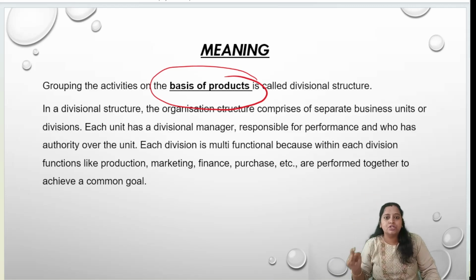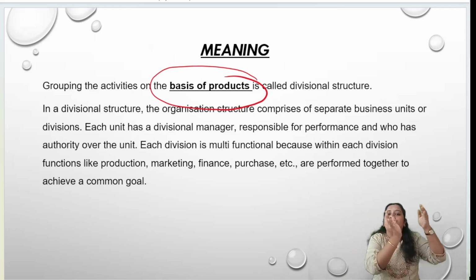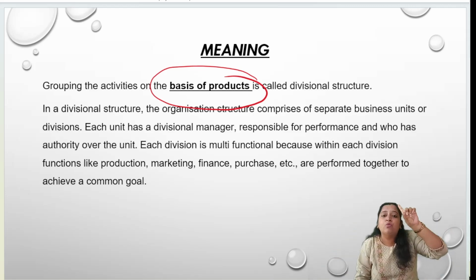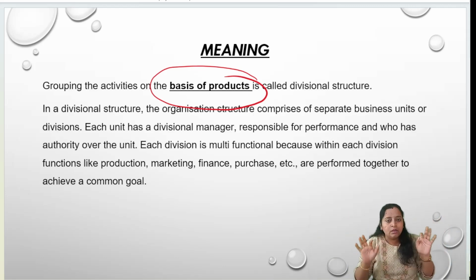In divisional structure, you are producing n number of products. Each product we are going to divide into a separate category. Under each product, you will have different functions to be performed, and all those functions will be headed by one divisional head. He is going to take care of all the functions which come under his division. Okay, got my point. I'll give you an example so that you can clearly understand the divisional structure.